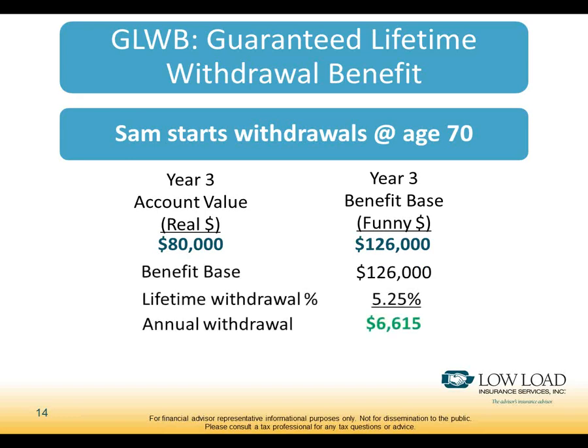So Sam is going to be able to withdraw 5.25% of the $126,000, which is going to give him $6,615 a year. But you've got to remember, with these riders, you don't get both. You don't get to take advantage of that benefit base and get that 5.25%. That's going to give you the $6,615, and you can't decide later on that you want to take more than that 5.25% out of that annuity.